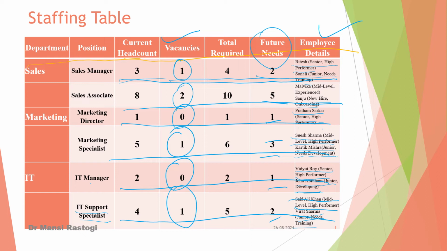So this is a visual representation of the entire staff, and it tells you about the number of employees in each job, and visually represents and plans the current and future staffing needs of an organization.